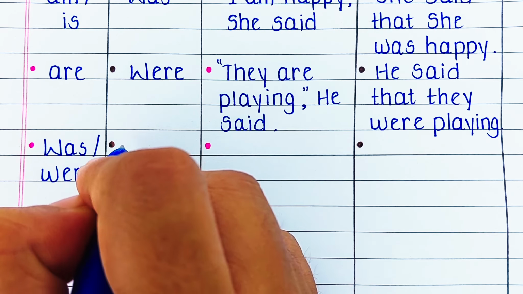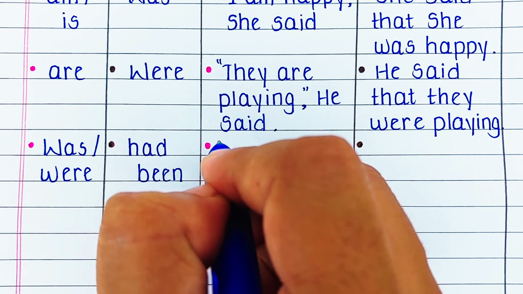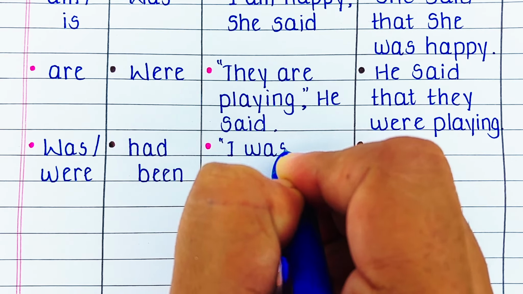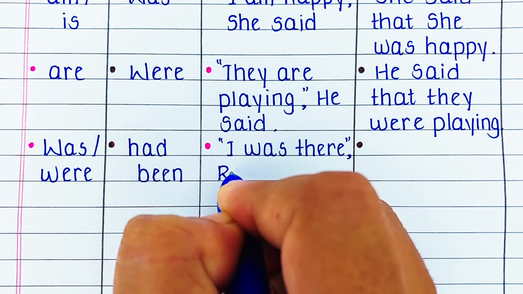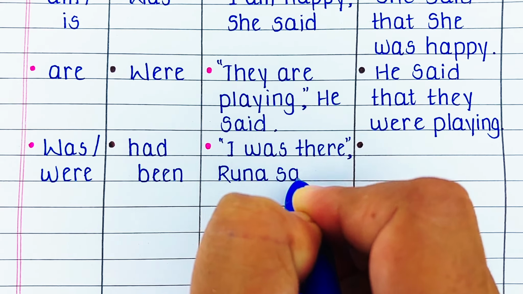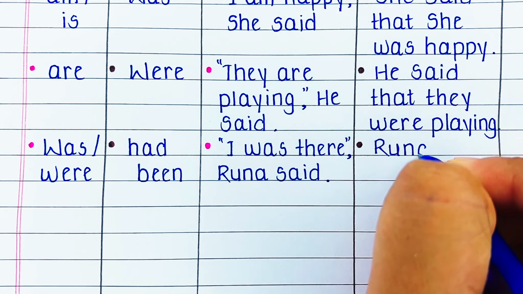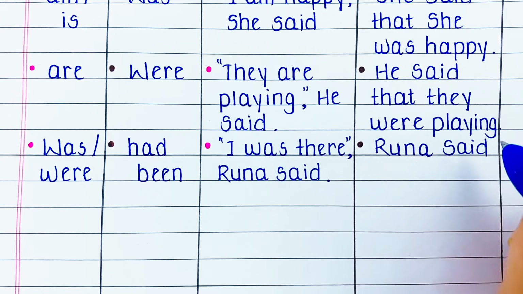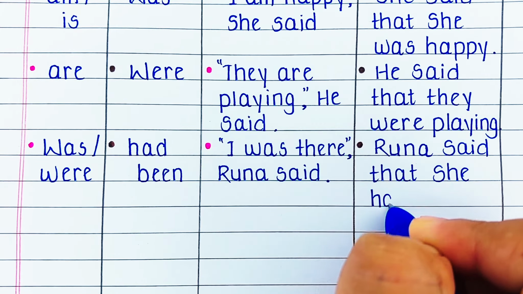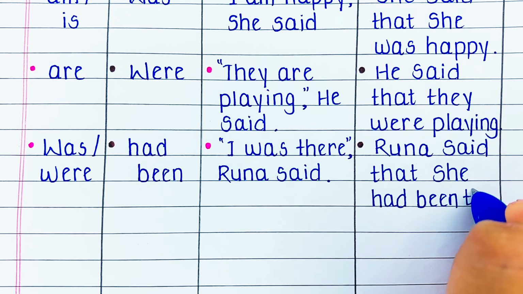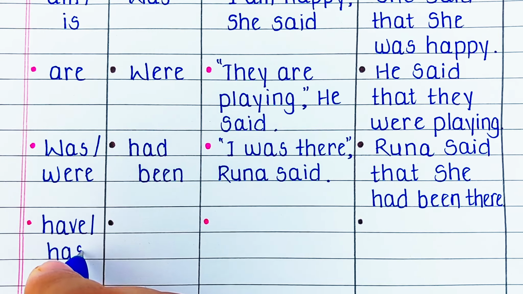Next is was or were in direct speech will be written as had been in indirect speech. Example, in direct speech we will write "I was there," Runa said. In indirect speech we will write Runa said that she had been there. So as you can see, here was has been replaced by had been in the indirect speech.